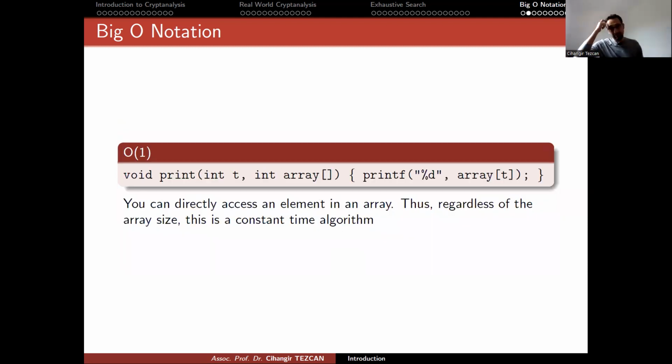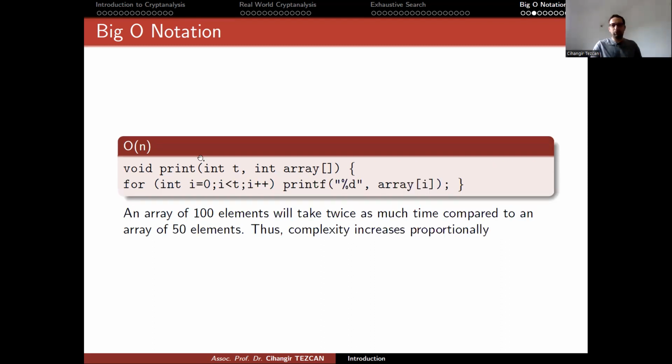Okay, so let's look at some of the basic examples. Let's look at the constant time algorithms, O(1). Here is a very simple programming code. This is a print function that takes the input t and an array, and prints the t-th value of that array on the screen. So this is just one operation. This is why we call it O(1). It is in constant time regardless of your array size. You can directly access an element in an array. Thus, regardless of the array size, this is a constant time algorithm, O(1).